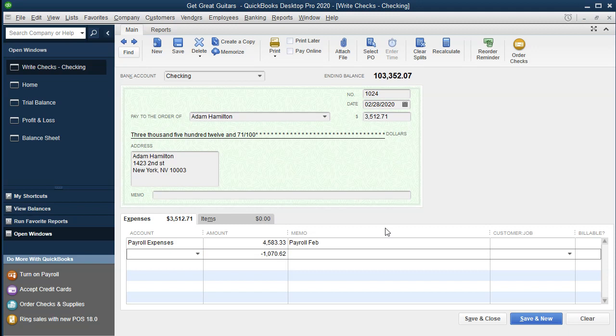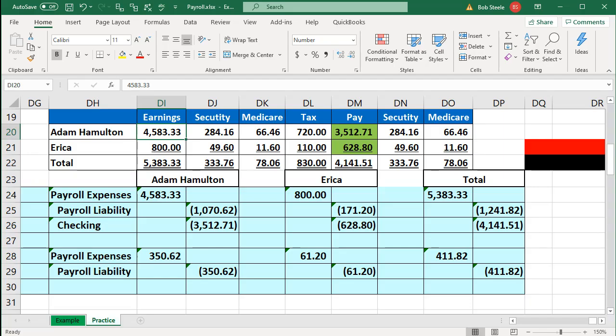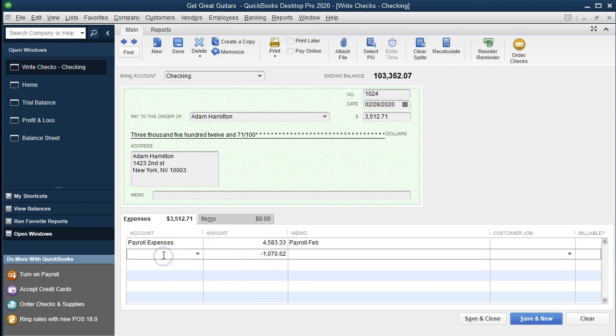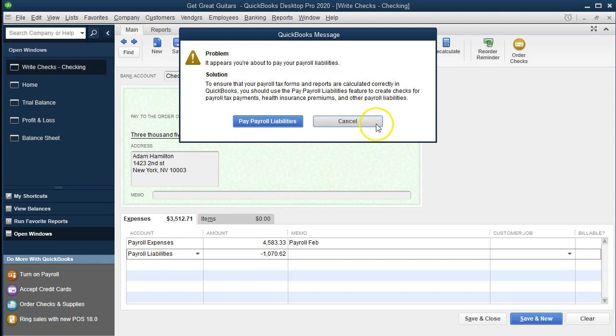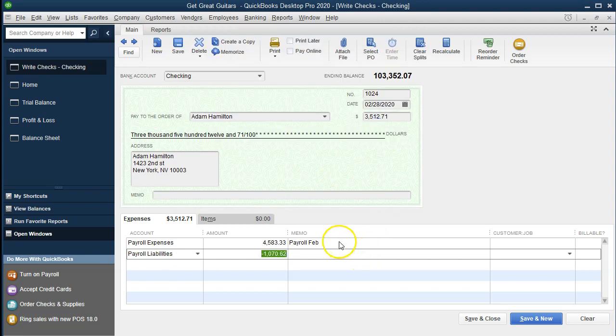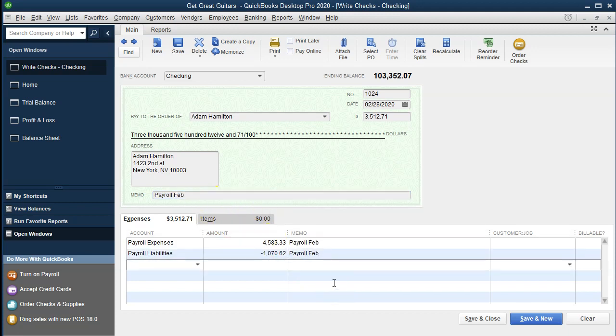And then we're going to have the other side, and notice it already calculates for us, 1,070.62. That should be this number, and it's the sum of these numbers, 1,070.62. That's going to be going to the payroll liability. So we'll say, all right, payroll liability, and that's going to be this one. And once again, I'm not going to use the QuickBooks payroll setup. I'll add the memo to those two. There we have it.